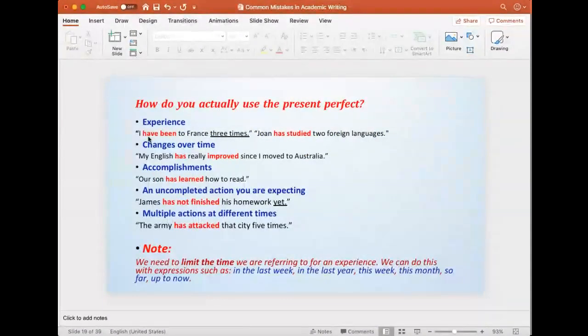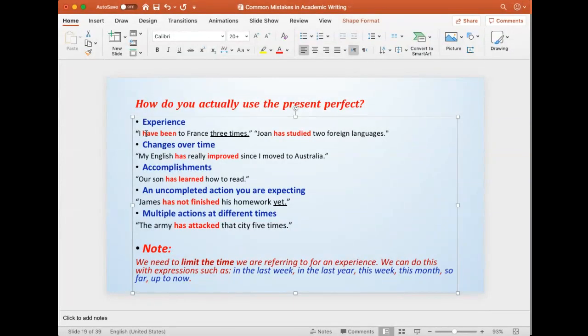All right. So how do you actually use the present perfect in your academic writing? We use it with experience, changes over time, accomplishments, an uncompleted action you are expecting, and when there are multiple actions at different times. These are some examples. An experience: I have been to France 3 times. So 3 times here. I don't know when, but I just want to say that it was 3 times. It's not important to mention when. The most important thing is to tell how many times. And here we have to use the present perfect.